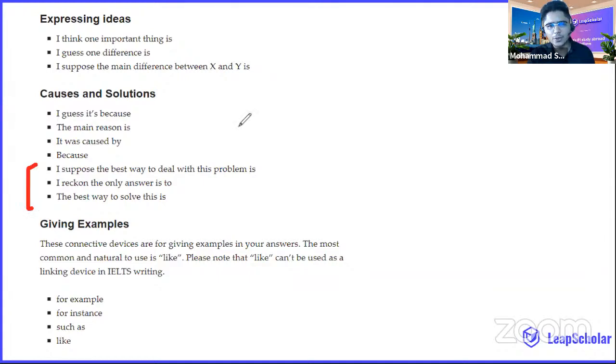Then we have solution. How can we give a solution? I think the best way to get the best understanding of IELTS is to join Leap Scholar. Okay, something like this. This is just what came to my mind. Okay, I didn't really learn it.